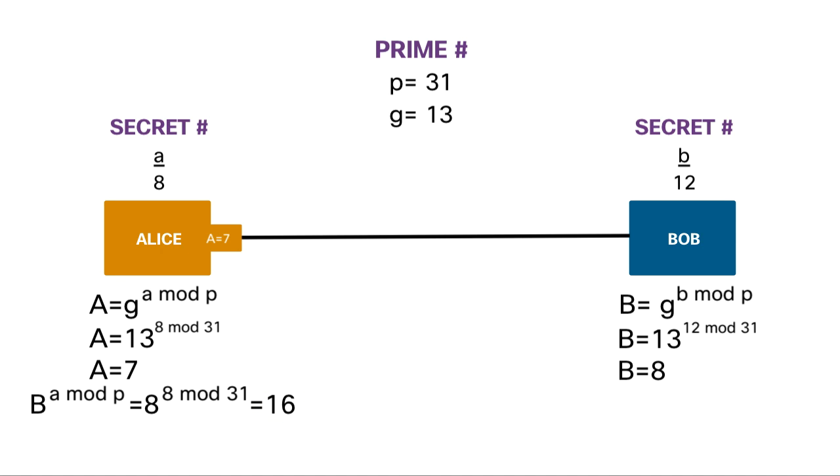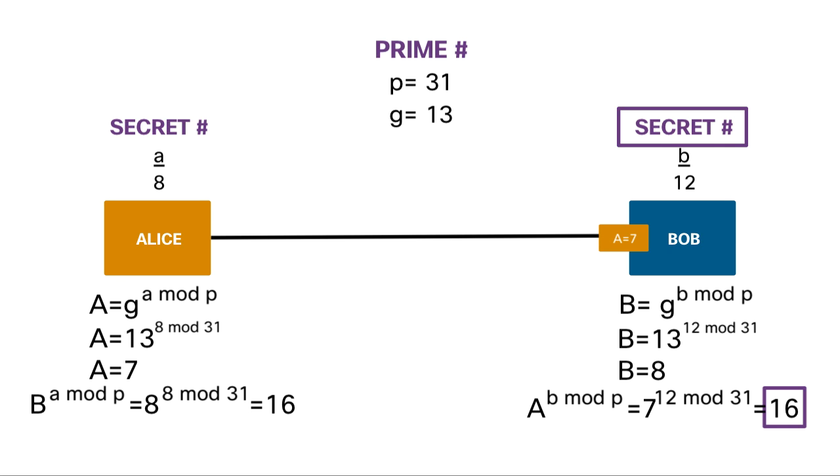So Bob received that uppercase A value, that shared value from Alice, and that number is 7. So we're going to do 7 to the 12th, mod 31, and there you have it. 16 is the value that we come up with. 16 is our shared secret key, and both Alice and Bob can now encrypt traffic between each other using that key value of 16, and everybody's happy.